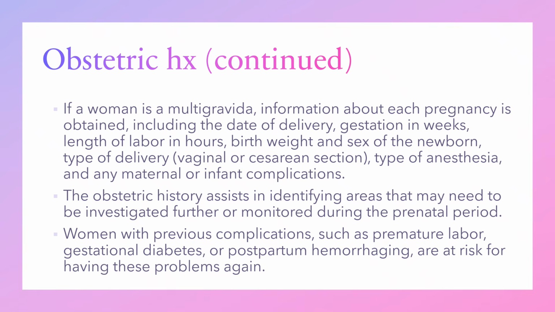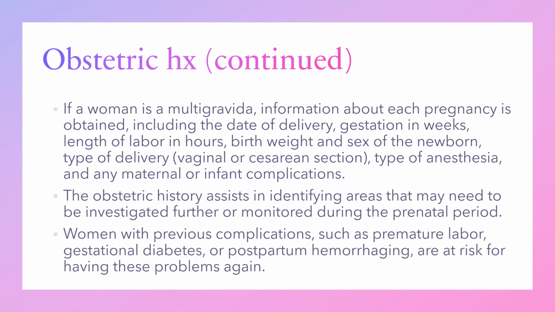Obstetric history continued. If a woman is a multigravida, information about each pregnancy is obtained. Multigravida means that they've had more than one pregnancy. We need to get the date of delivery, the gestation in weeks, the length of labor in hours, birth weight, sex of newborn, the type of delivery, if it was vaginal or cesarean, type of anesthesia if they had any, and then any complications with mom or baby. And this should all be within their record.